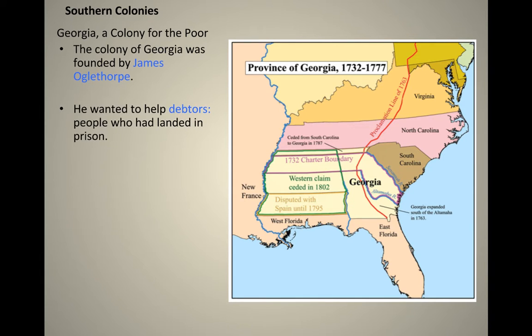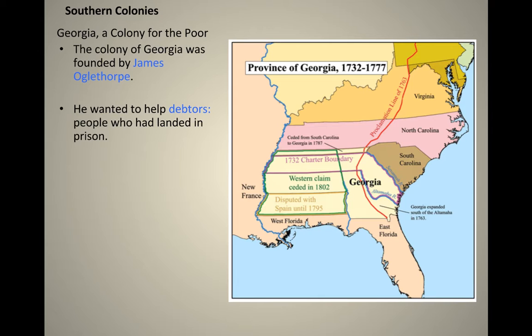And what he wanted to do was he wanted to help debtors, and debtors are people who had landed in prison. So people who had committed small crimes, like theft or things like that, small crimes in England, got put in jail, and the only way they could get out of jail is if they paid back what they owed.